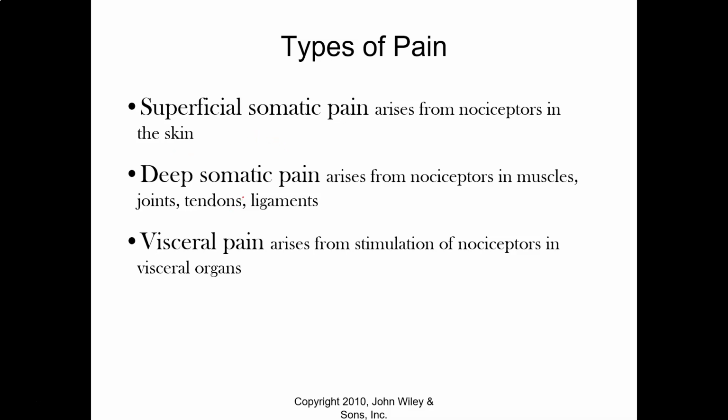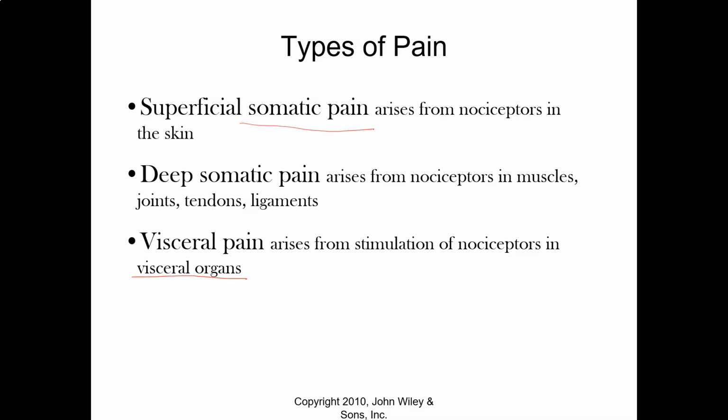So here are the three main types of pain that they talk about. Superficial somatic pain is coming from pain receptors or nociceptors in your skin. Deep somatic pain is coming from pain receptors in your muscles, skeletal muscles, your joints, your tendons, your ligaments. And then visceral pain is coming from your visceral organs, your kidney, your stomach, your pancreas, etc. Okay, so those are different sources of pain. And they're perceived differently.